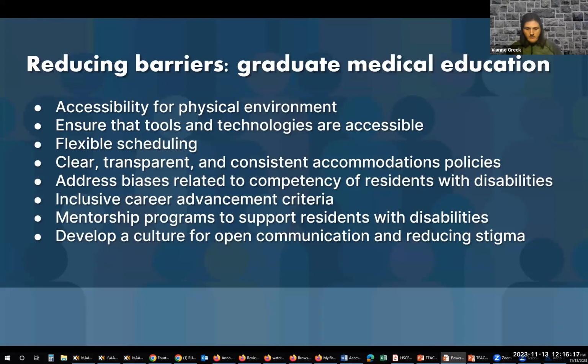In the GME side, many of the things that apply in the clinical and clerkship side carry through to residency and beyond. So again, we have making sure that things are accessible, flexible scheduling to allow for replenishing energy for those with chronic illness and cognitive issues. We suggest some mentoring programs, providing role models, and implementing training and awareness plans to address biases for competency and stigma. And then making sure that your career advancement criteria are inclusive and they don't include any bias.